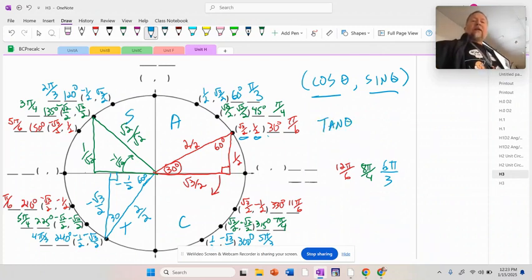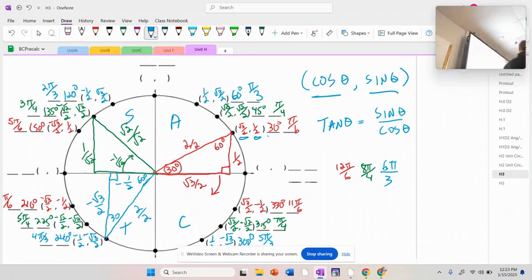Now the last thing is tangents. Tangent, you will find out, and I think you found this out last year, is sine over cosine. That is an identity. So how you find tan is you just take these fractions and divide them. What's 1/2 over root 3 over 2? The 2's cancel, it's 1 over root 3. What's 1 over root 3? Root 3 over 3. Look at 60 degrees. What's root 3 over 2 over 1/2? The 2's cancel, it's root 3. So that's how you deal with this unit circle.